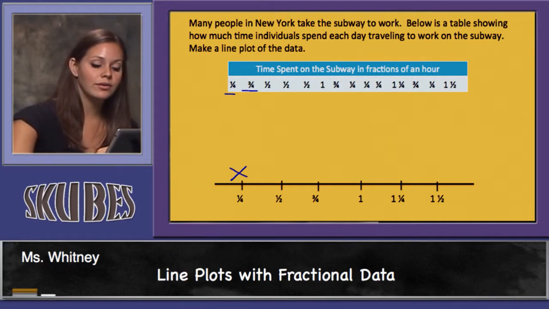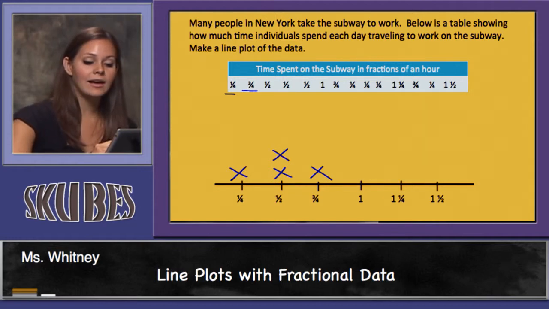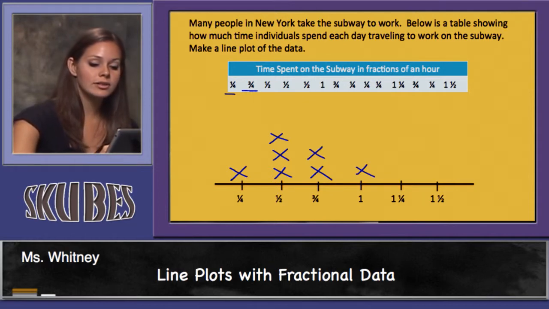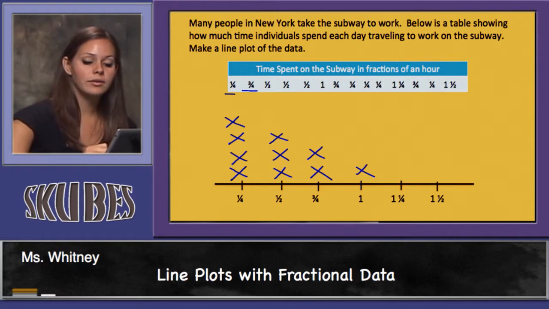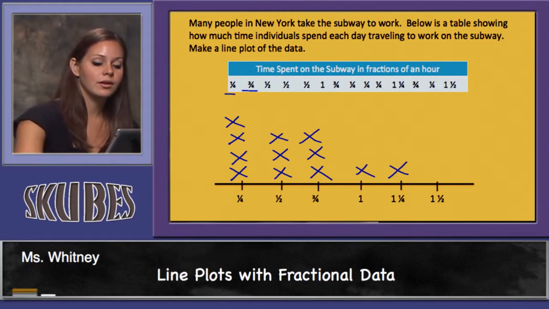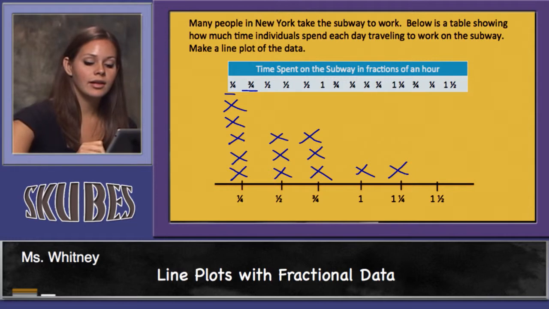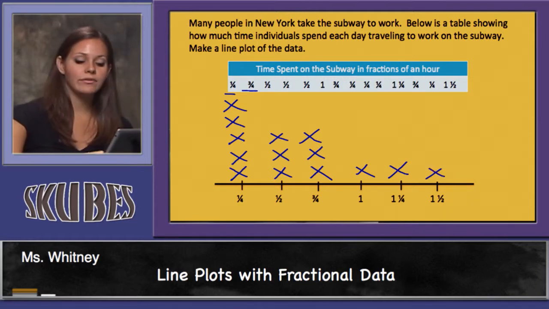Next, we'll look at 3/4, 1/2, another report of 1/2, and again 1/2, 1, 3/4, 1/4, 1/4, 1/4, 1 1/4, 3/4, 1/4, and 1 1/2.